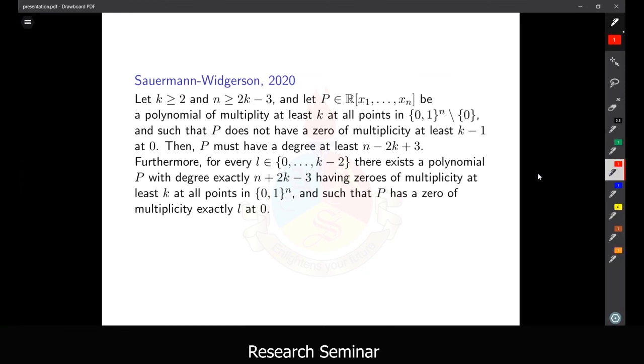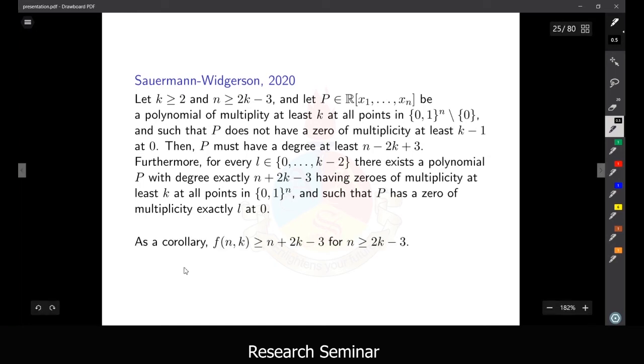But they proved something more, namely that for each L, which is from 0 to k minus 2, there exists actually a polynomial which has exactly this degree, n plus 2k minus 3, which has all multiplicities at least k at all points which we need. Of course, it is without origin, and such that p has a zero of multiplicity exactly L at the origin.